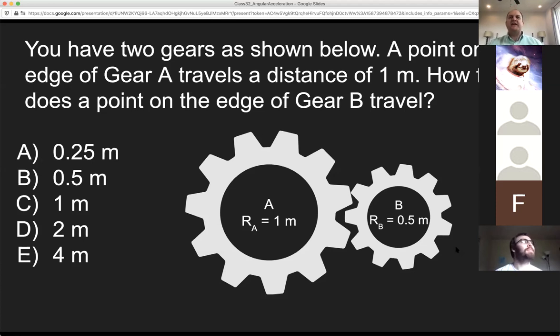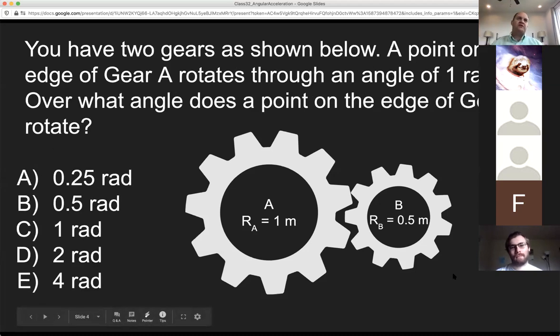The answer here is C. The thing to remember is if the gears aren't slipping against one another, then each point as it goes by moves the same distance in the same amount of time. So the distance that a point moves around the edge of the gear is going to be the same. Now, this leads us to the follow-up question.